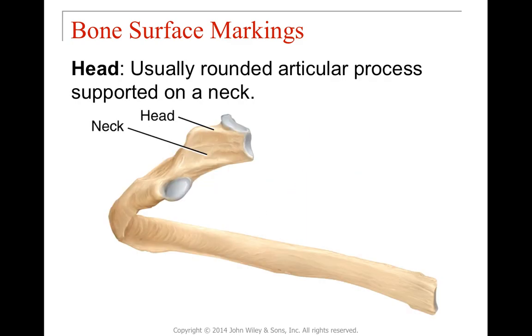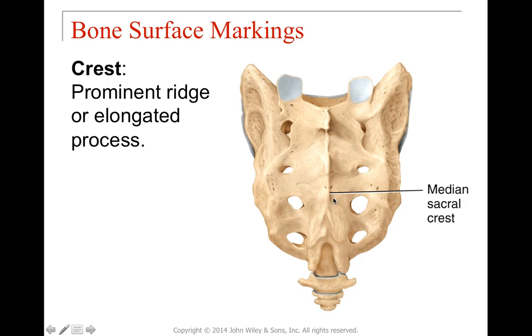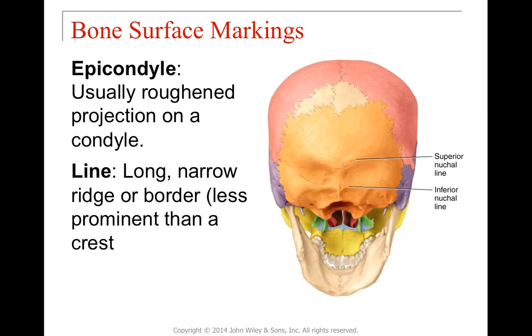All right, here is the head, which would be a region that's a rounded articular process that's supported on a neck region. So this would be the head here, and this is the neck. These are rib bones, in case you're not familiar. And so anytime you see that you have a protrusion that sticks off of a neck region, it's called a head, which makes kind of sense. A crest is a prominent ridge. Here's a pretty classic example. This is the sacral crest. This is at the bottom of the spine, right? This is your coccyx. And so the sacral crest is going to be this region that's a prominent ridge that kind of protrudes.